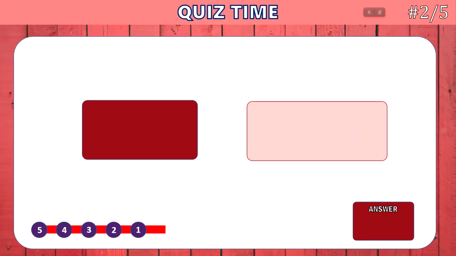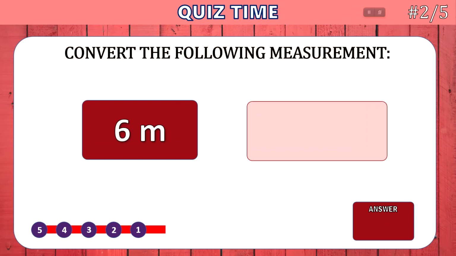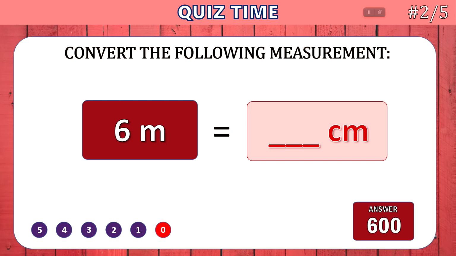Question 2. Convert the following. 6 meters is equal to how many centimeters? Meters to centimeters is 2 steps in the right direction, which means we multiply by 100. The answer will give us 600. 6 meters is equal to 600 centimeters.